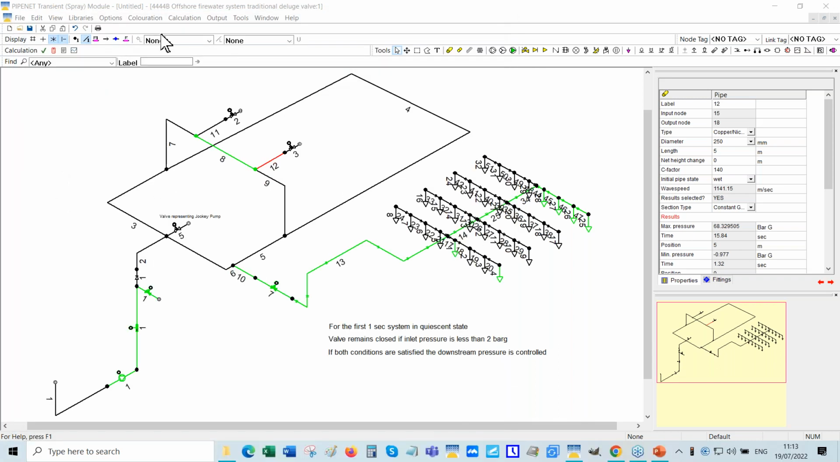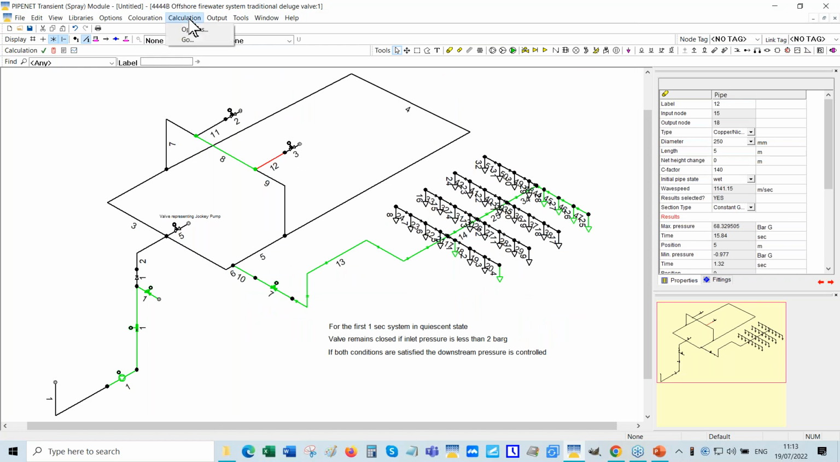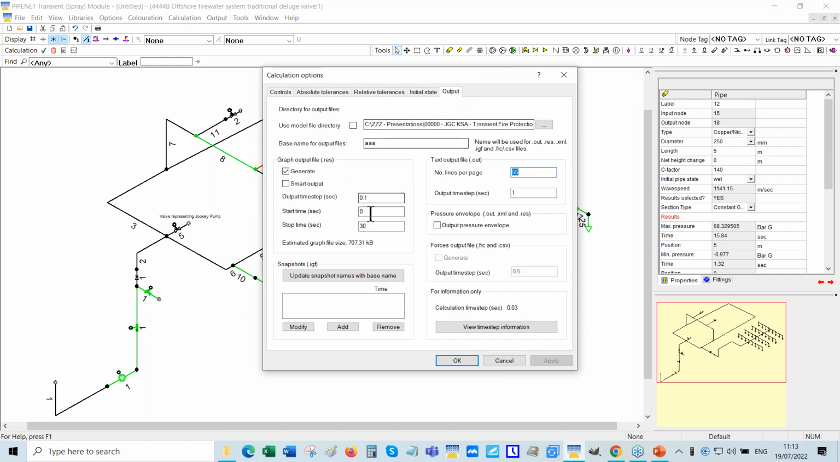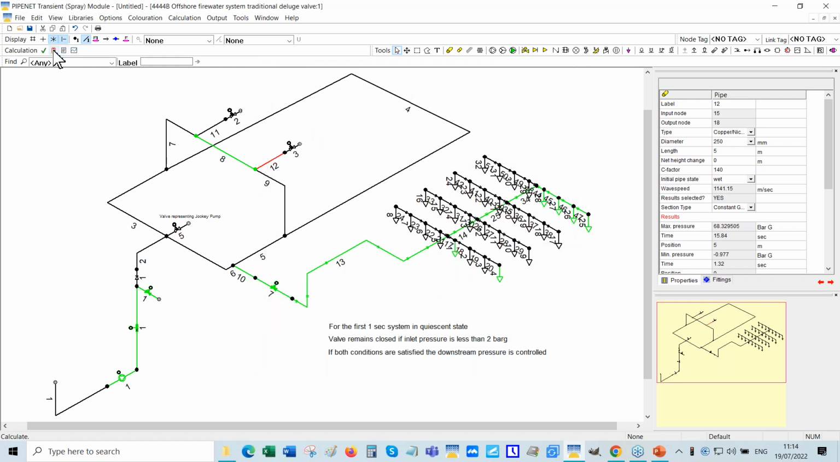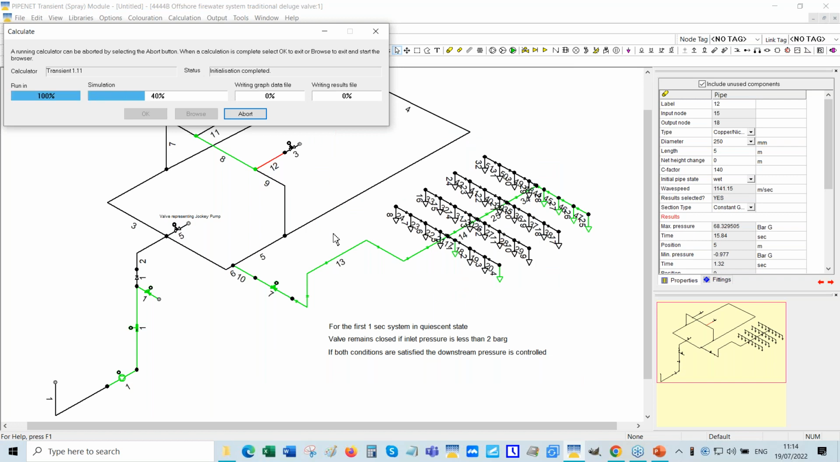What's the reason for that? You see, we're doing the calculation with a time step of 0.03. See here, for the graphical output, we're using 0.1. So let's try something called the smart output. Let's switch that on and see what happens. I'd like to teach you features in PIPENET, not only about cavitation, but other things that you may find useful. So that's why I'm talking about this.